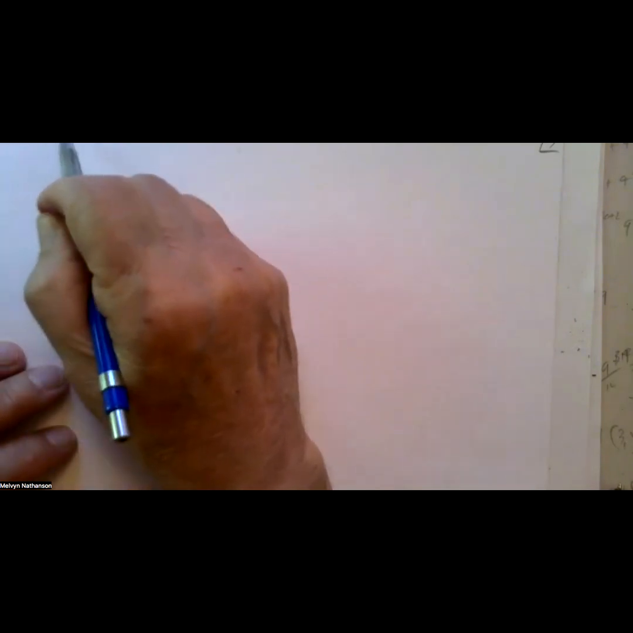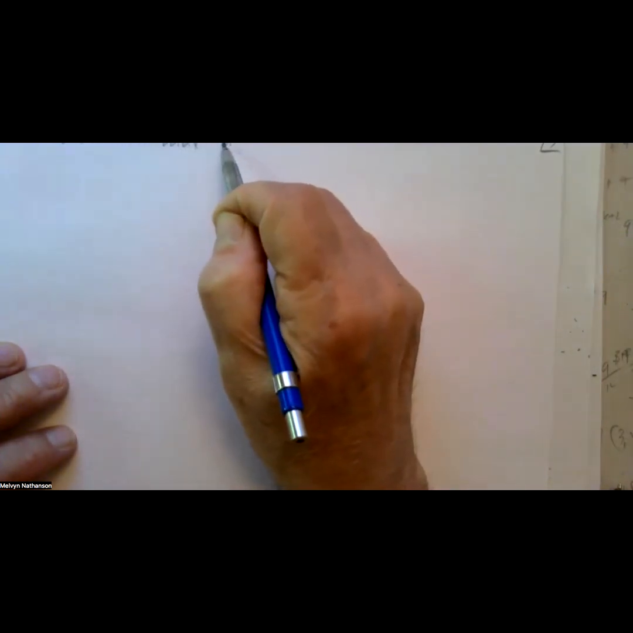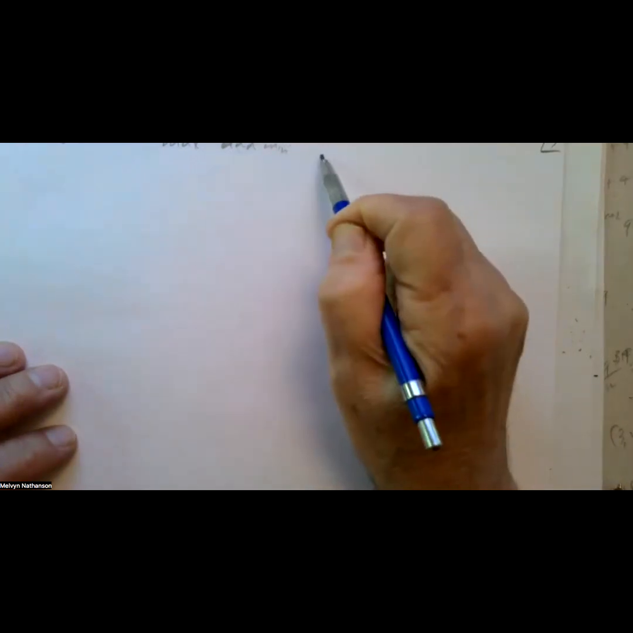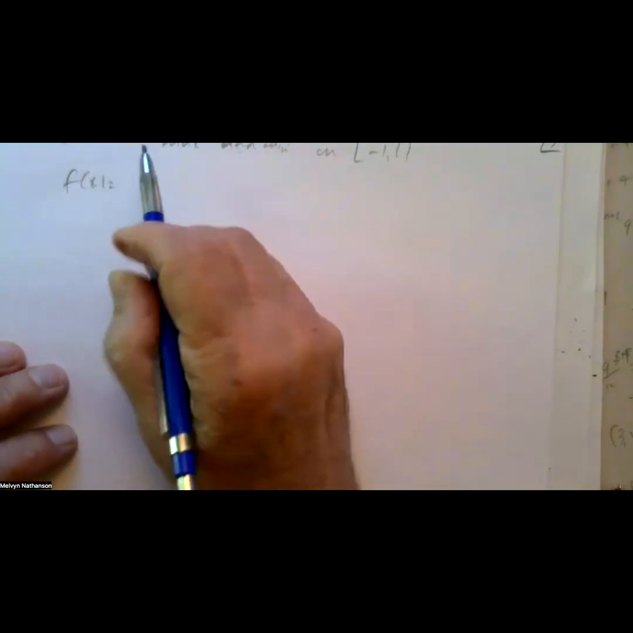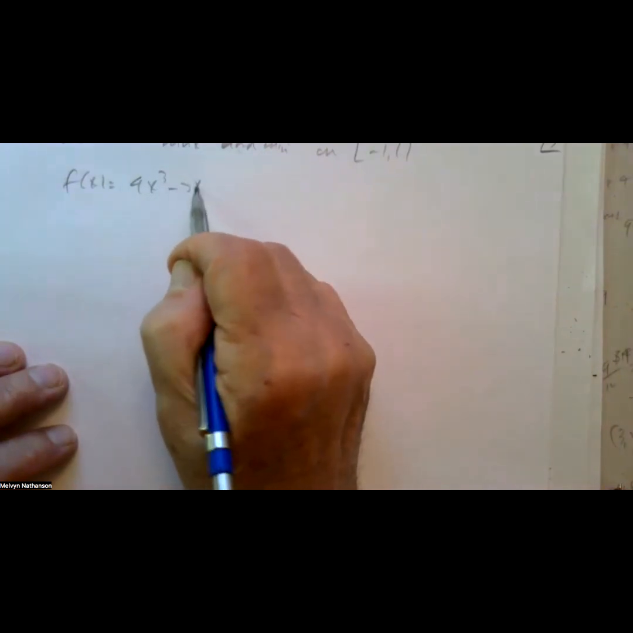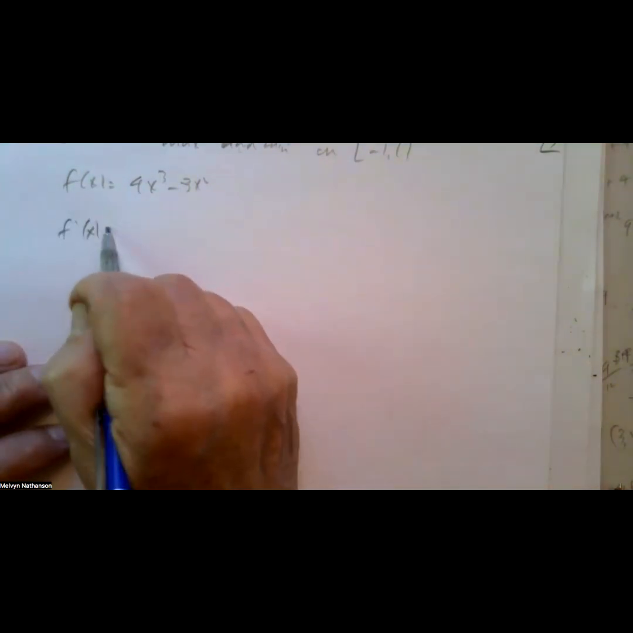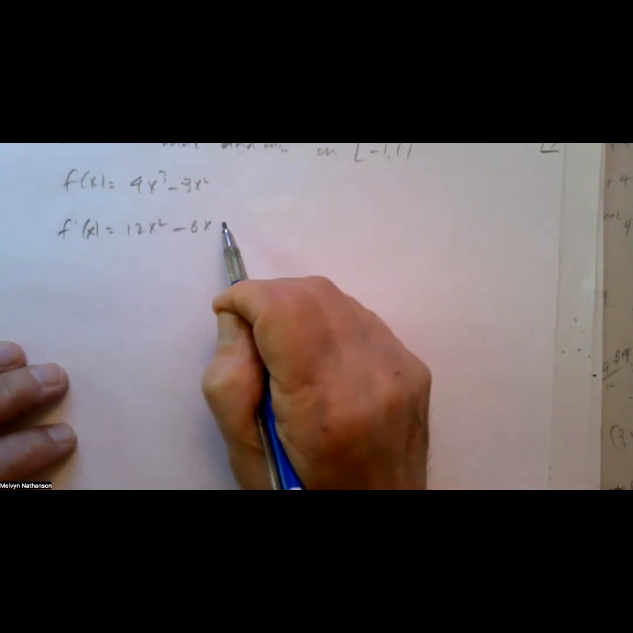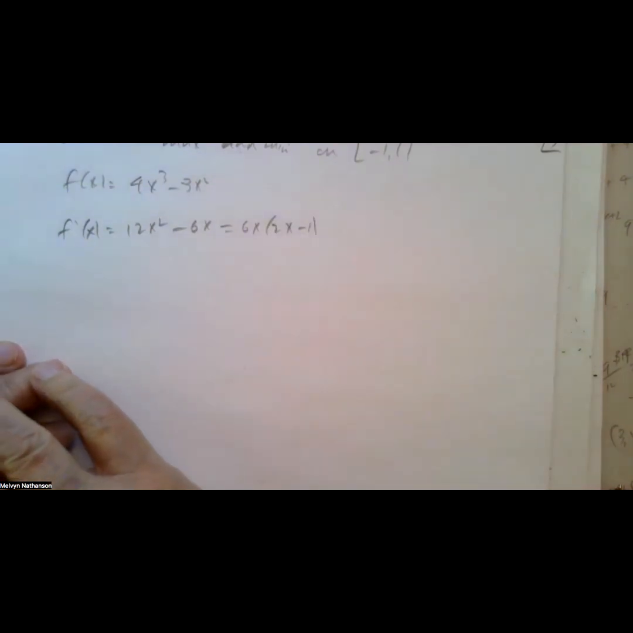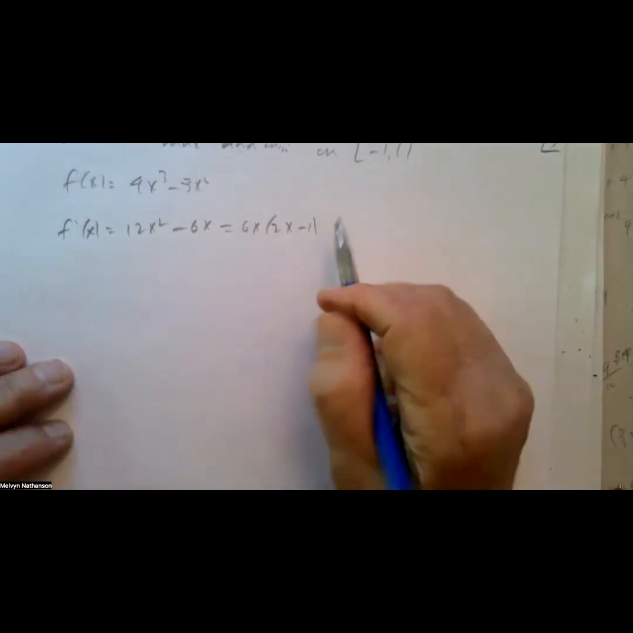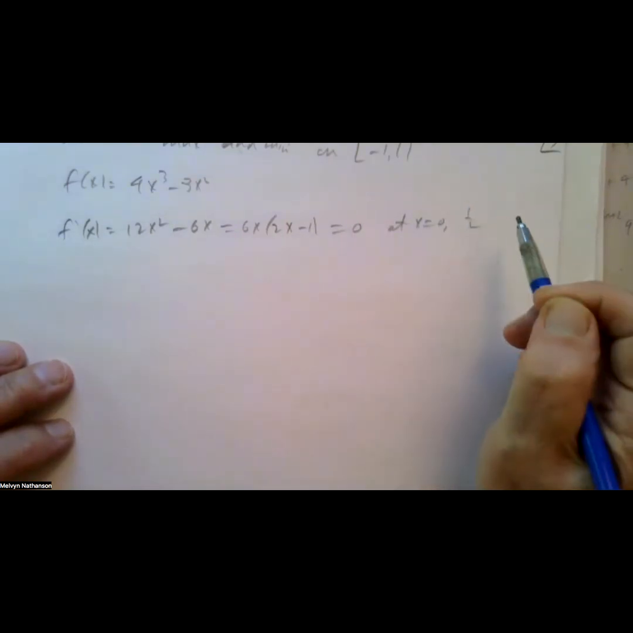In problem 14, we want to find the absolute maximum and minimum values on the interval from -1 to 1, where the function f of x equals 4x cubed minus 3x squared. So we have to find the critical points. F prime of x is 12x squared minus 6x. That's 6x times 2x minus 1. And this equals 0, so x equals 0, and when 2x minus 1 is 0, x is a half.